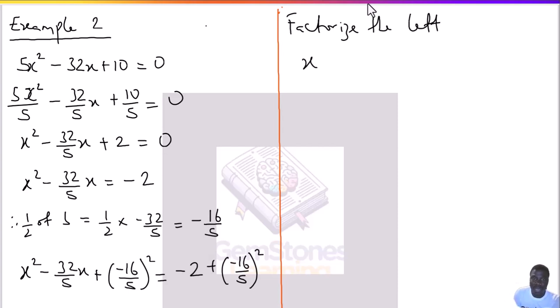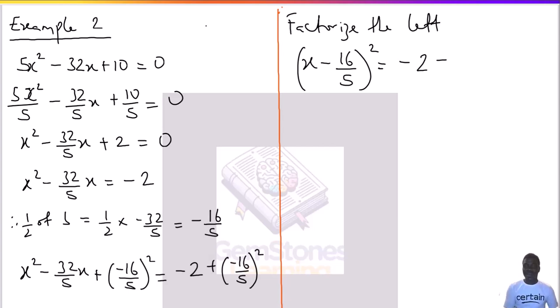So that makes it (x minus 16 over 5) all squared is equal to minus 2 minus, what is 16 times 16? So that will give us positive 256 all over 25. So solve the left-hand side.